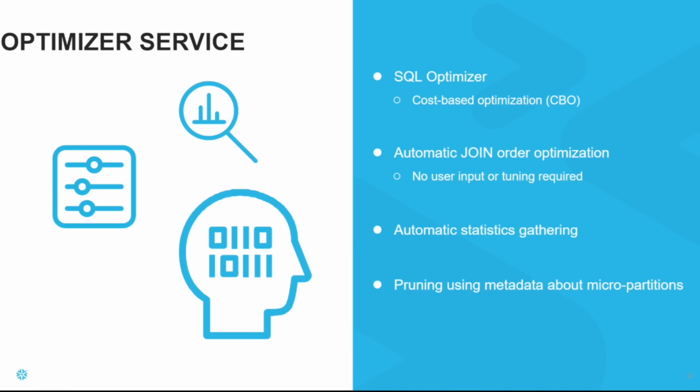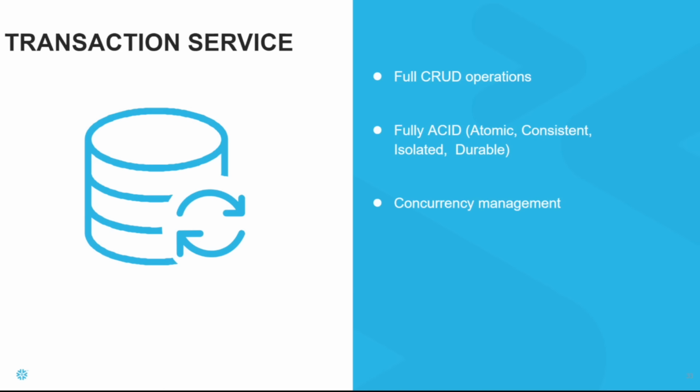It also acts as an optimizer service. It has a SQL optimizer. So any code which you write in Snowflake first has to go through the cloud service layer, where it optimizes the code based on the standard and then runs it on the storage layer. It also helps in automatic statistics gathering of the data so that your queries run faster and you are able to get the results out of the tables quickly.